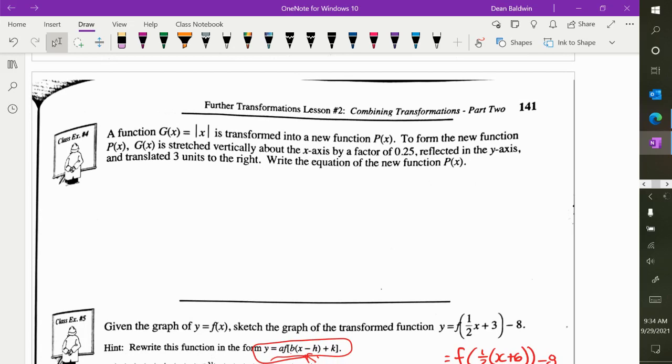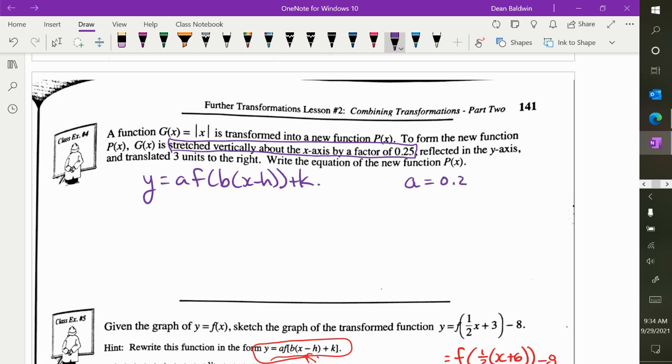Big sentence. Okay, here we go. We're just going to fill out this. Y is equal to A F of B X minus H plus K. Okay, here we go. Form the new function. G of X is stretched vertically by a factor of 0.25. So what letter does that represent? That is an A value, and you could write 0.25, or you could write 1/4 or a quarter.